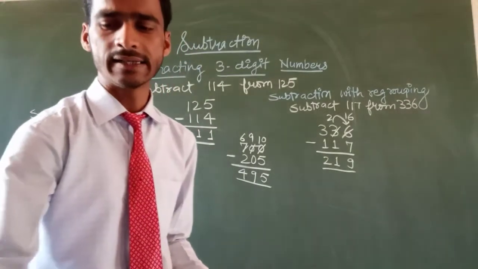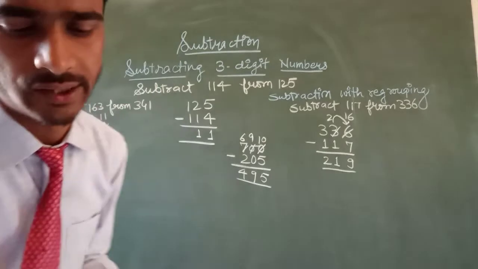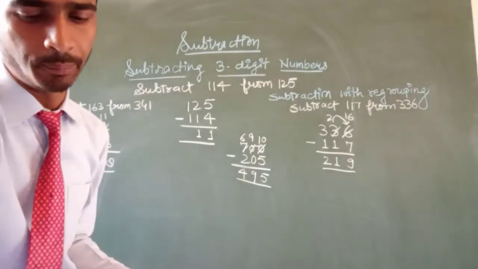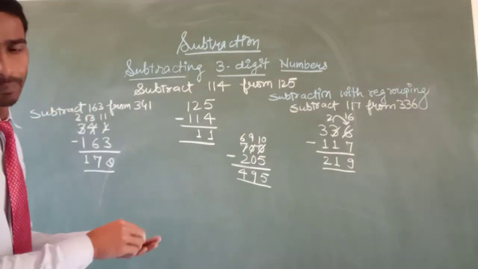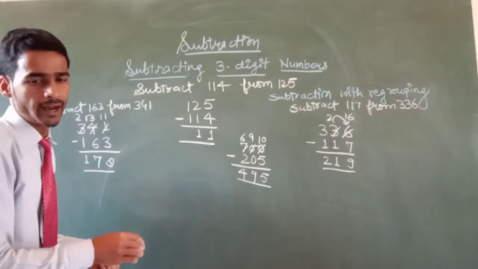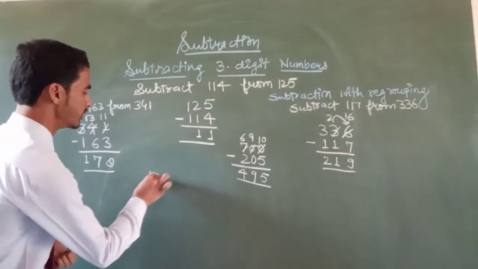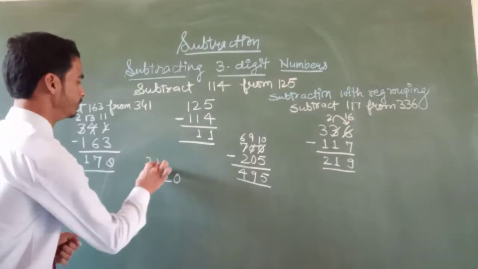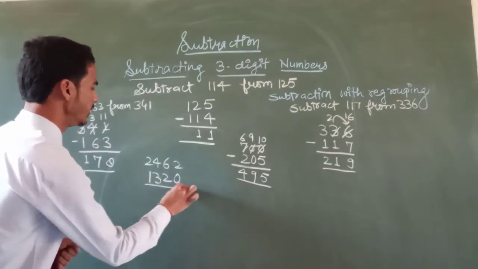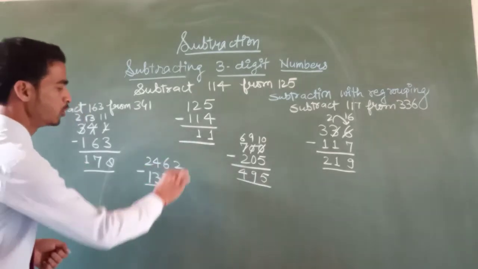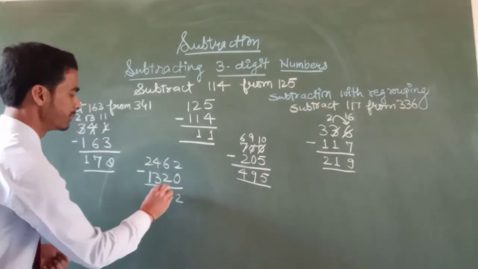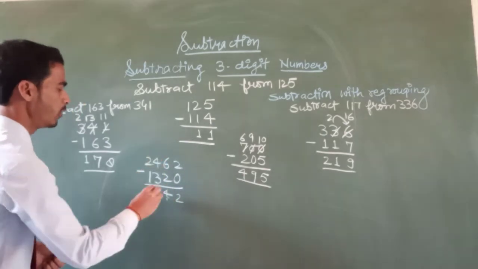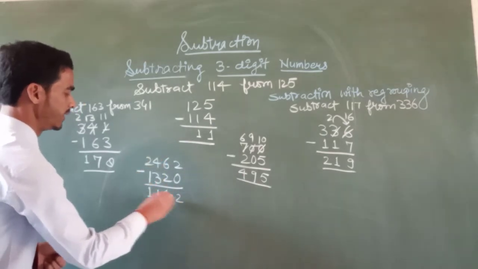Now let's study the next topic, subtracting bigger numbers. Let's take an example: subtract 1320 from 2462. 2 minus 0, that is 2. 6 minus 2, that is 4. And 4 minus 3, that is 1. And 2 minus 1, that is 1.